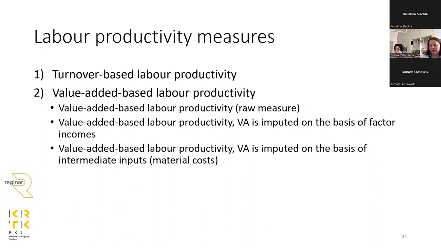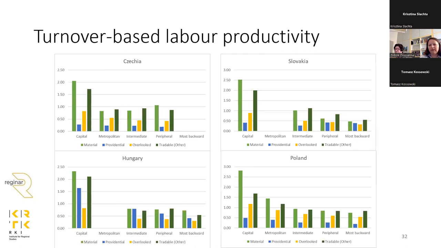Beyond this, we also computed the labor productivity measures according to two basic measures, the turnover-based productivity and the value-added-based productivity. We not only used the raw measure, but also used two other measures, and we averaged these three kinds of measures. And we can see that, as expected, there is a capital versus rest of the regions dichotomy in all the countries, but mostly in Slovakia and Hungary.